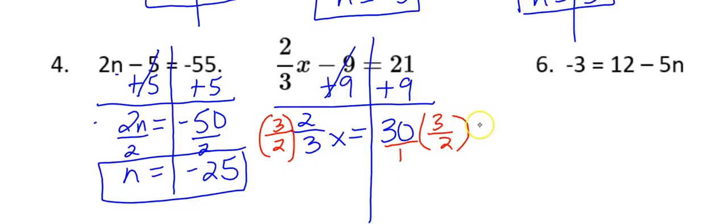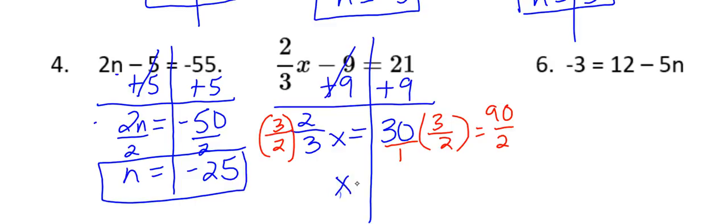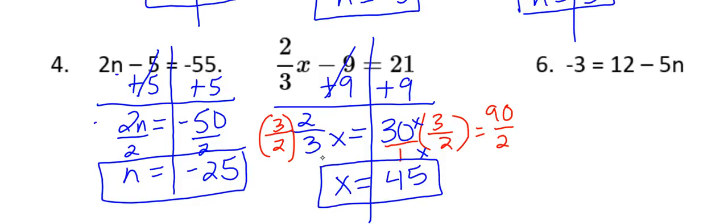30 times 3 is 90. 1 times 2 is 2. And then to solve my problem, I just divide 90 by 2. So x is going to be equal to 30 times 3/2, which is, if we multiply across, 30 times 3 is 90, 1 times 2 is 2, and then 90 divided by 2 is going to be 45. All right.